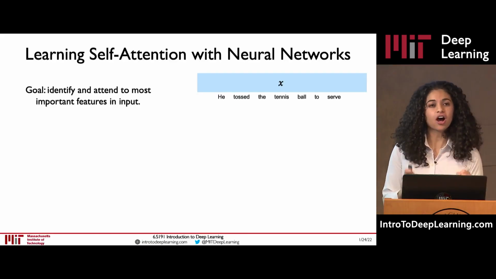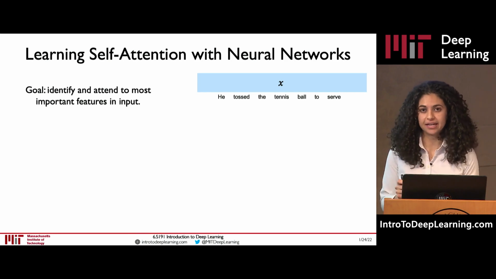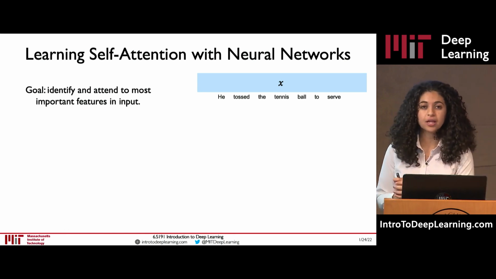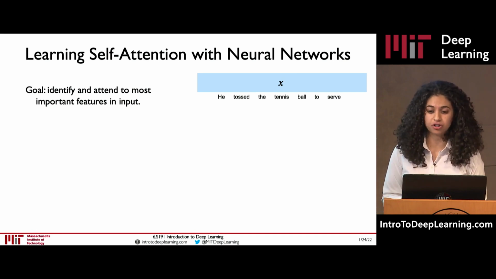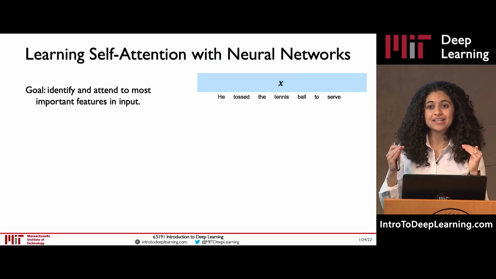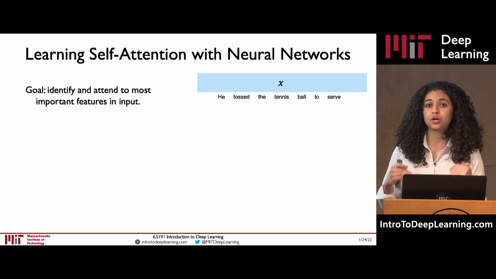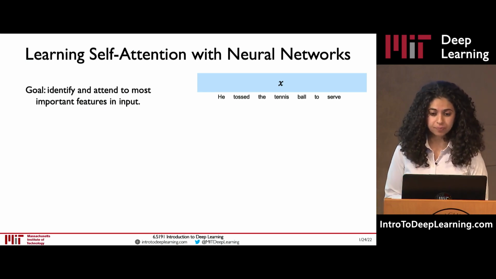Okay, so this concept of search is very, very related to how self-attention works in neural networks like transformers. So let's go back from our YouTube example to sequence modeling. For example, where we have now this sentence, "he tossed the tennis ball to serve." And we're going to break down step by step how self-attention will work over this sequence.